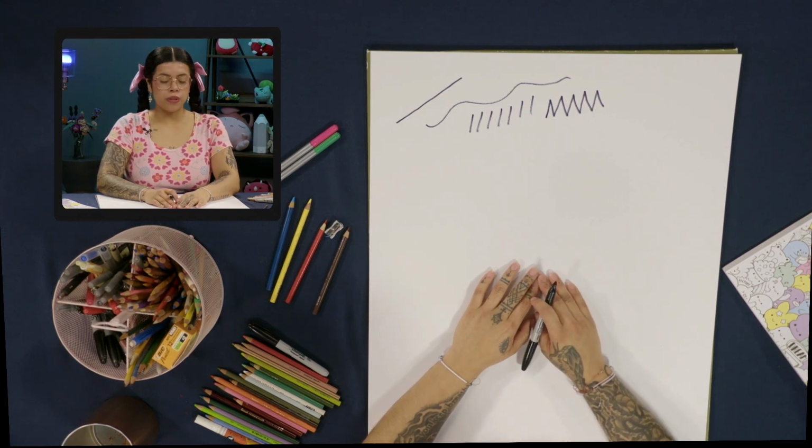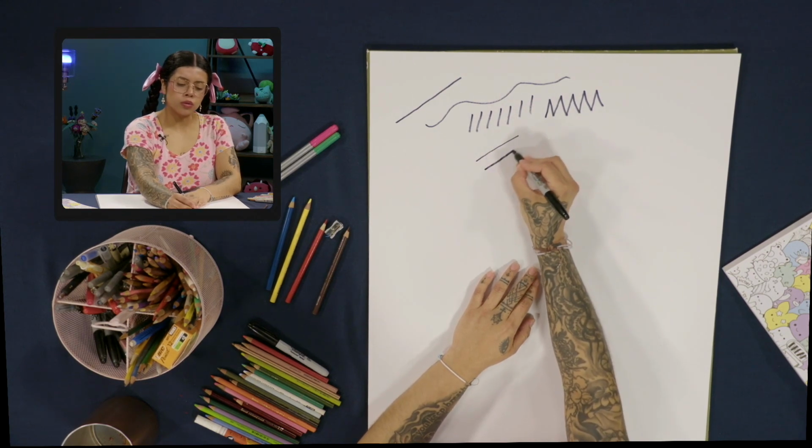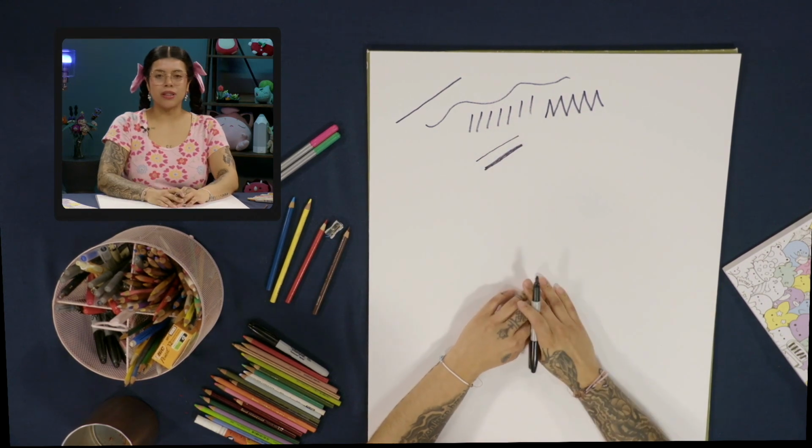You can also do different things like line weights, where I have a thin line and then I have a really thick line to represent different things.